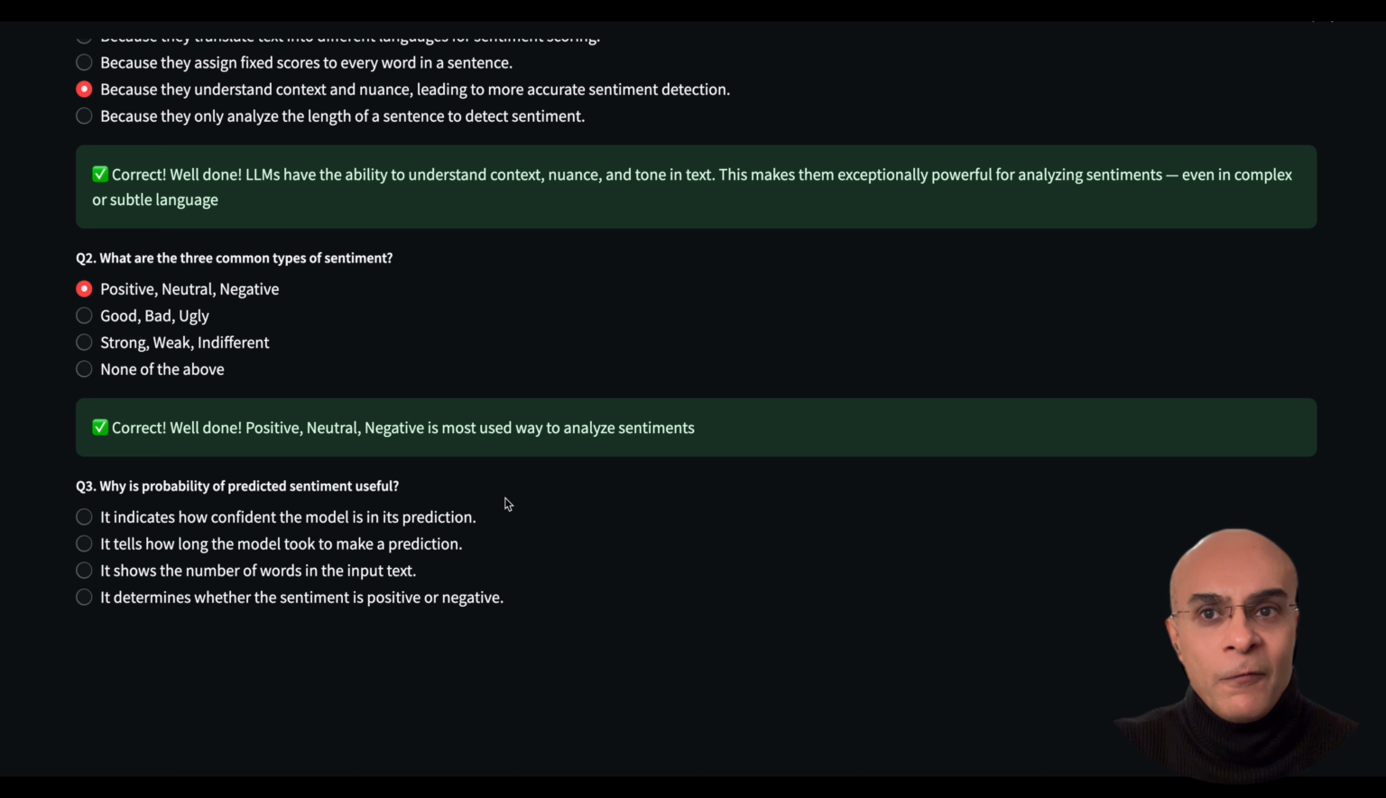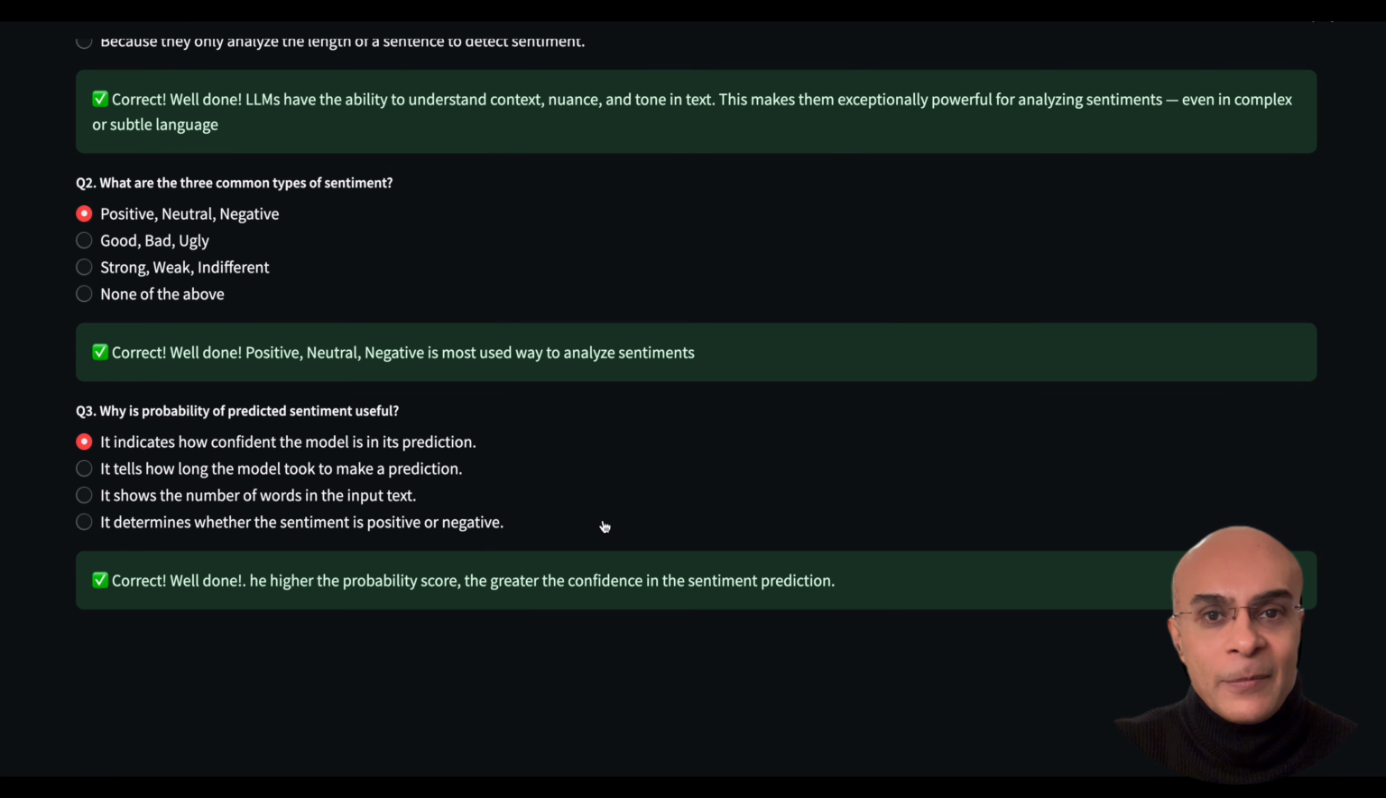Third and last question, why is the probability of the predicted sentiment useful? And I'll give you 1 second to think about it. All right, so the answer is it indicates how confident the model is when it is making its prediction.